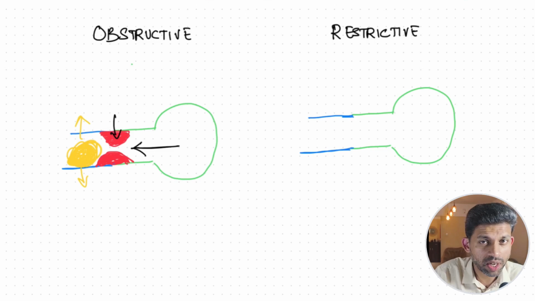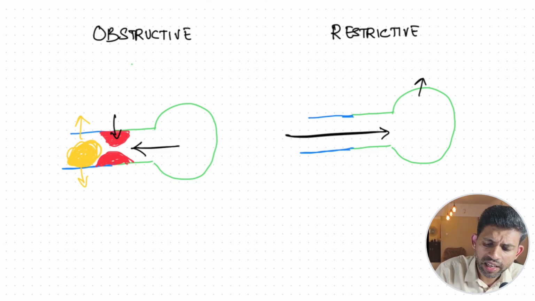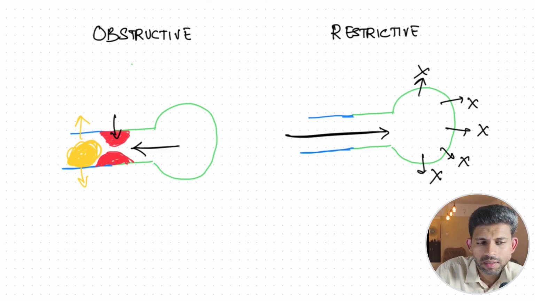Coming to restrictive lung disease, here there is no obstruction. Air can go in, but the lung cannot expand properly. Imagine a hall where a lot of people want to come in and a lot of people are standing outside. The door is big enough, but the hall is too small. That is restrictive lung disease.